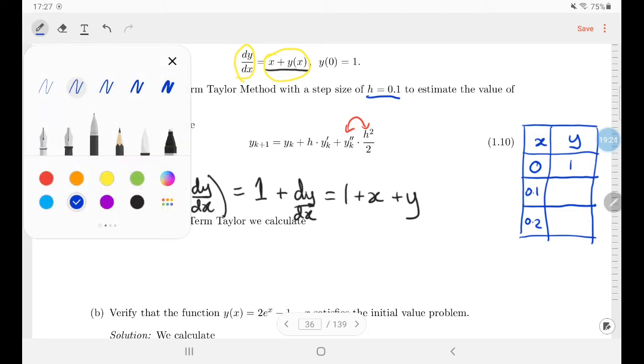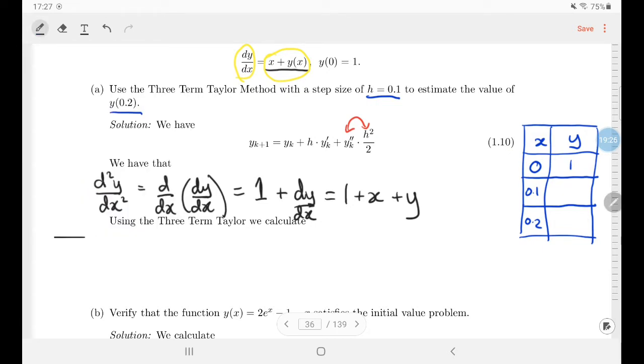So go to the black bar. So the y value at the next point, which is x equal to 0.1, is approximated by what we're calling y1, which is equal to, in the three-term Taylor, the previous y value. Now the previous y value we can see in the table is 1, plus the step size, which is 0.1, times the previous slope. Now the slope is x plus y, so we want to calculate x plus y at the previous point. So the previous x plus y, look at the table, is 0 plus 1.